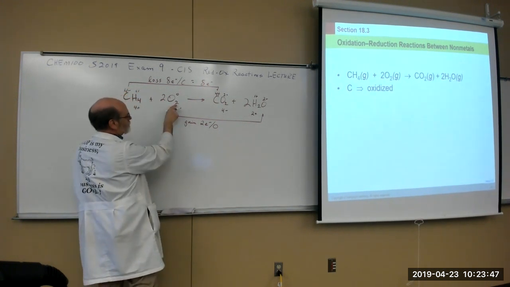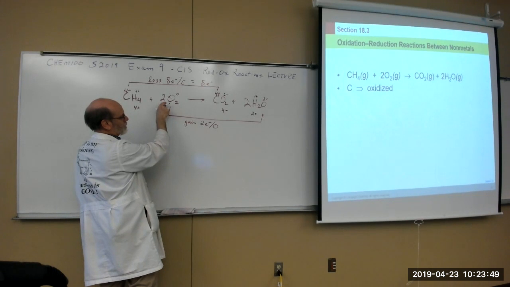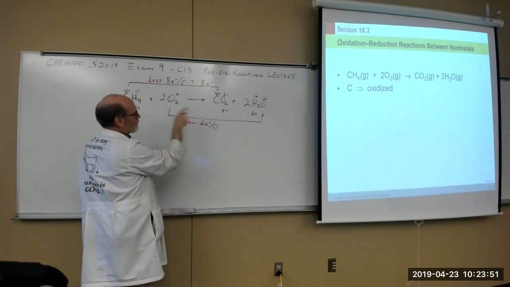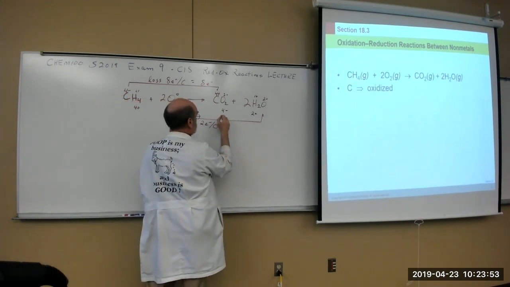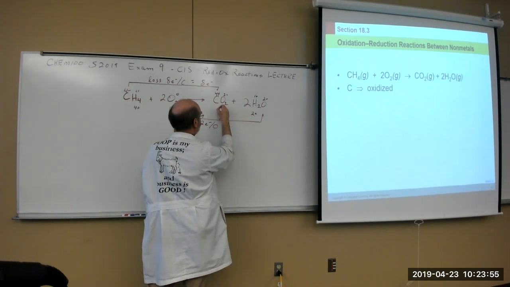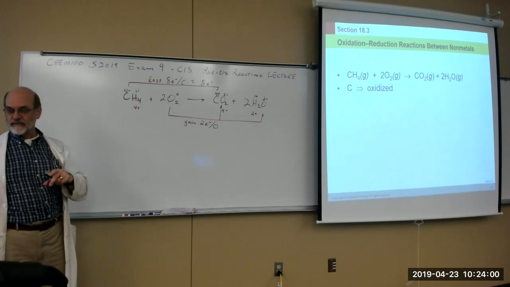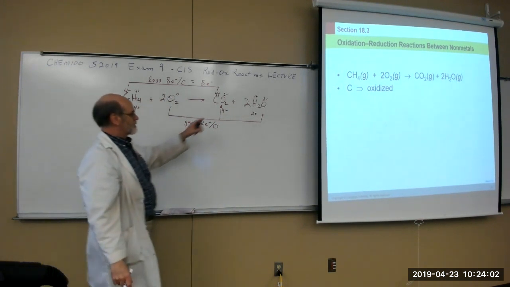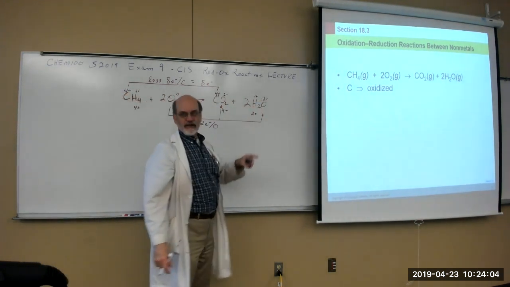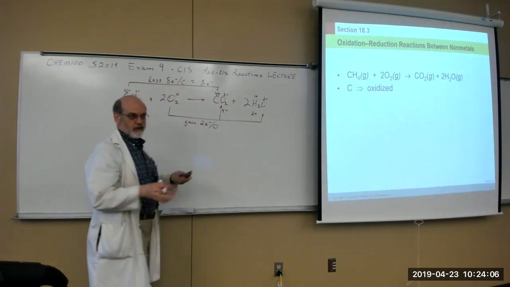And we have 2 times 2 is 4. You know what? This is a case where oxygen ends up in 2 places, but it's gone to 2 minus in both places. So that makes our calculations easier.